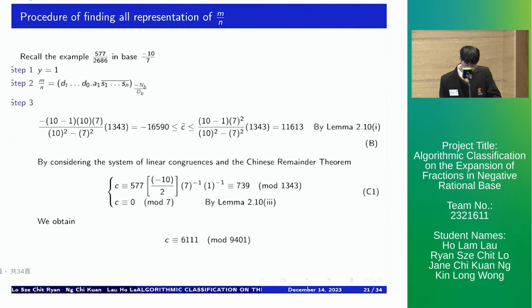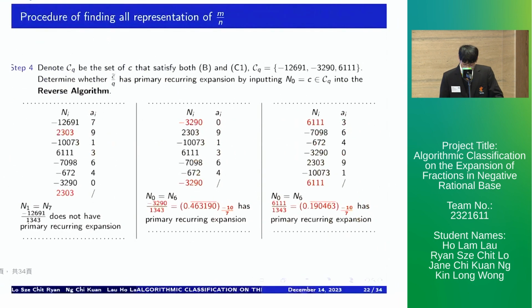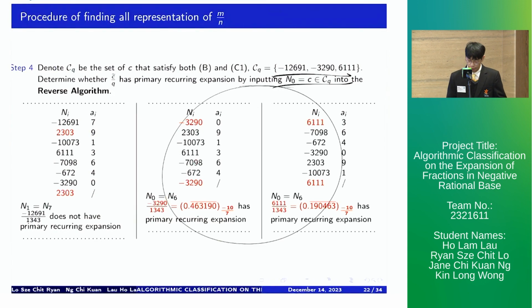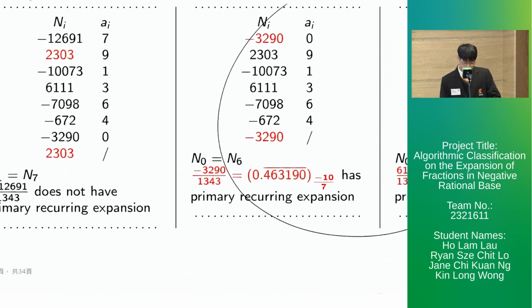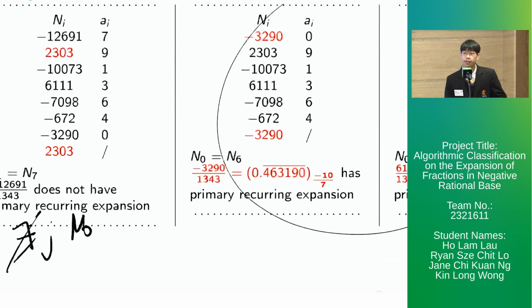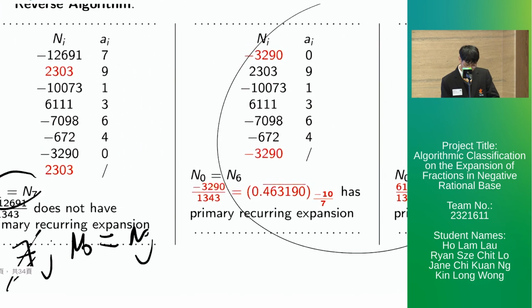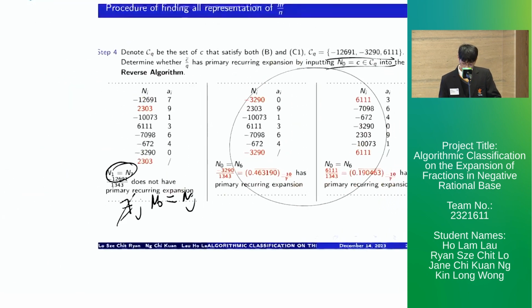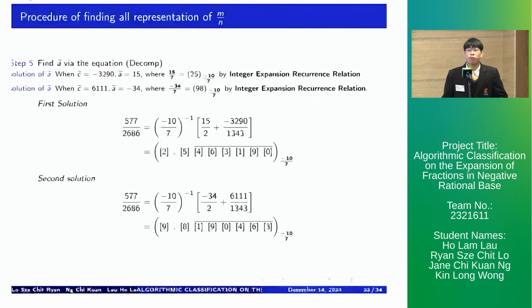So let's give an actual example. We found that there are only 3 C's satisfying both bound B and the congruence C1. Which are these 3? We input these 3 into the reverse algorithm, in which we find only 2 of them have a primary recurrent expansion, while the remaining one does not, because there does not exist J such that N0 equals Nj. In particular, we have N1 equals N7. Then we can just substitute back the 2 primary recurrent expansions into the decomposition equation to find back the expansion of the original number.